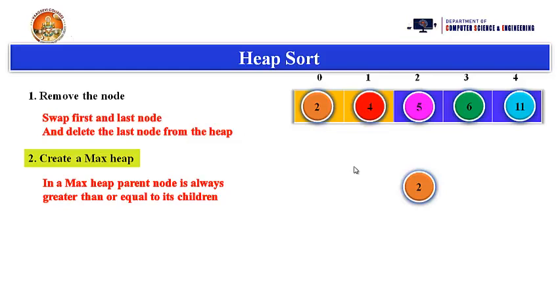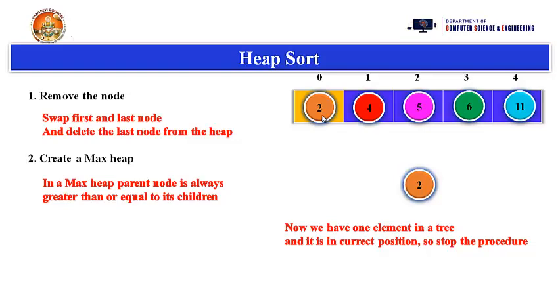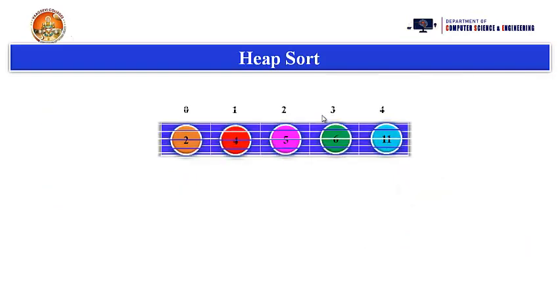So this is the fourth pass. After the fourth pass, the array is like this. The four elements are in sorted order, that is 4, 5, 6, 11, and the tree consists of only one element. If the tree consists of only one element, we need to stop the procedure because there are no elements to compare with, and it is in the correct position also. Then after this pass, the array is like this. Then all the elements are in sorted order, that is 2, 4, 5, 6, 11.